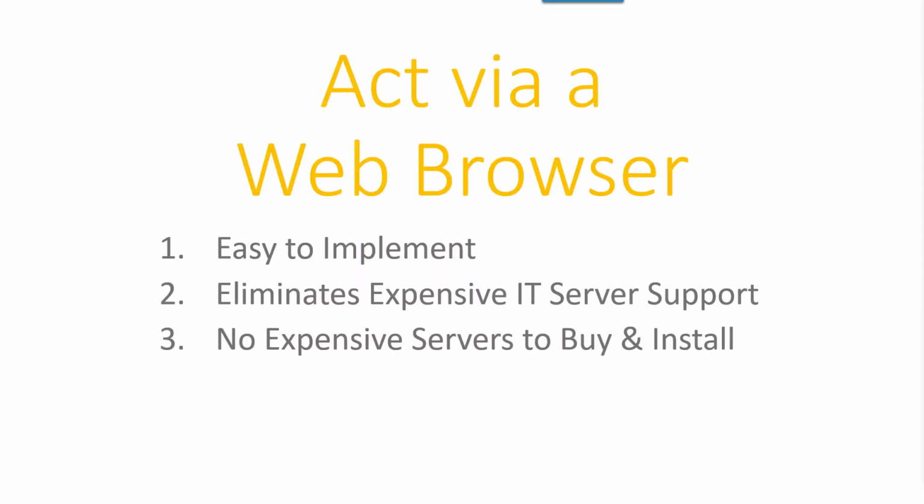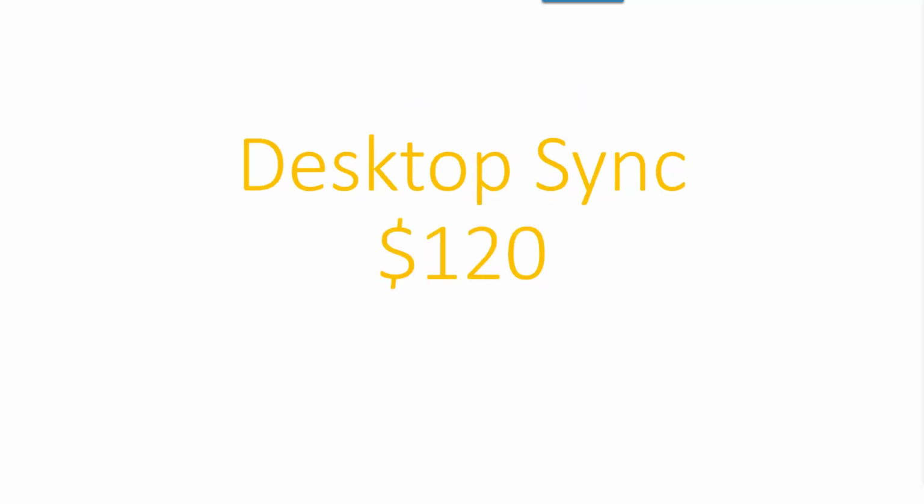The thing I like about the cloud version, it's Act via web browser, and it's easy to implement. It eliminates expensive IT servers and support. You don't have to buy a new server and deal with everything that comes along with that process. So it's really easy to work with. But let's say for whatever reason, you aren't 100% satisfied with the cloud version. Well, for an additional $120 per user, you can also have what's called desktop sync.